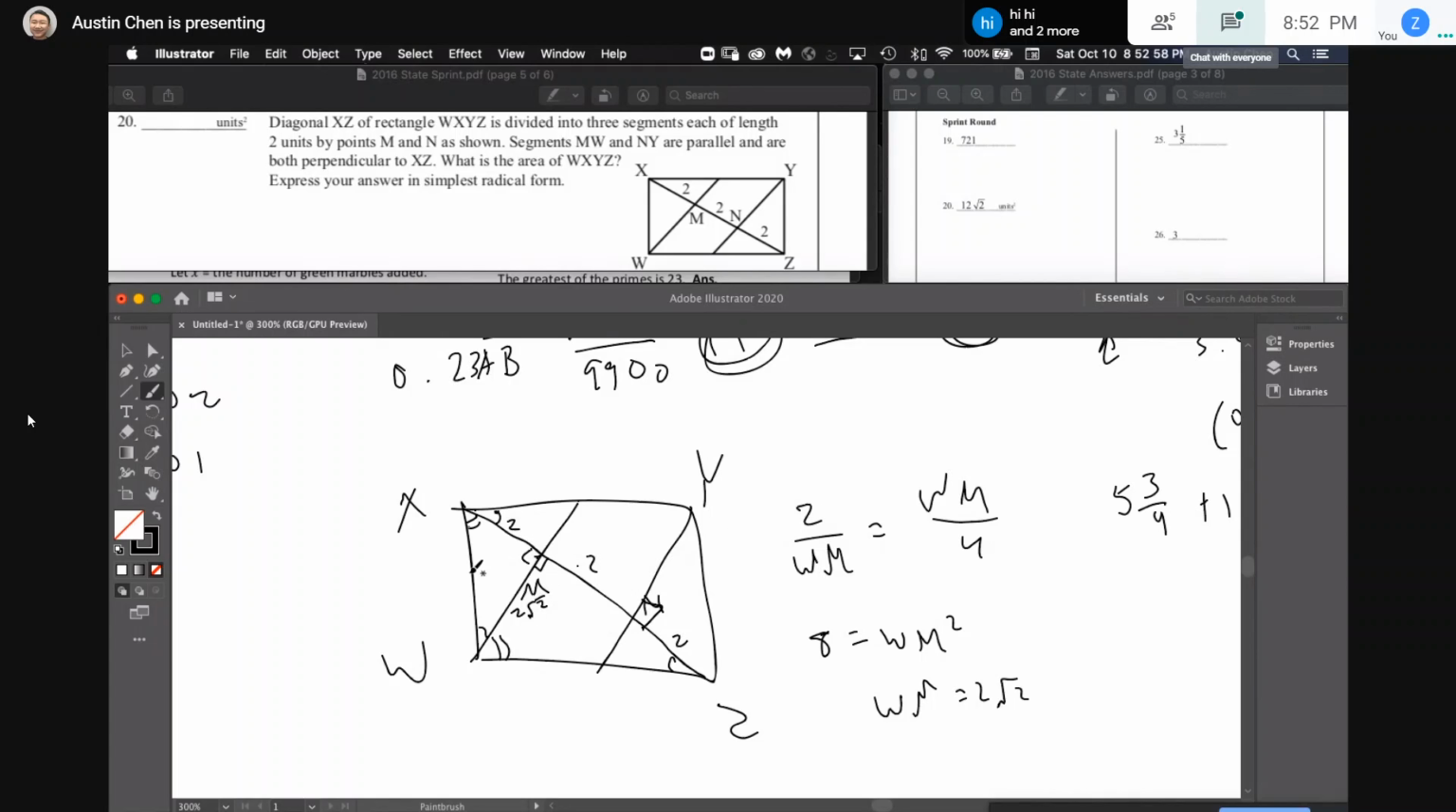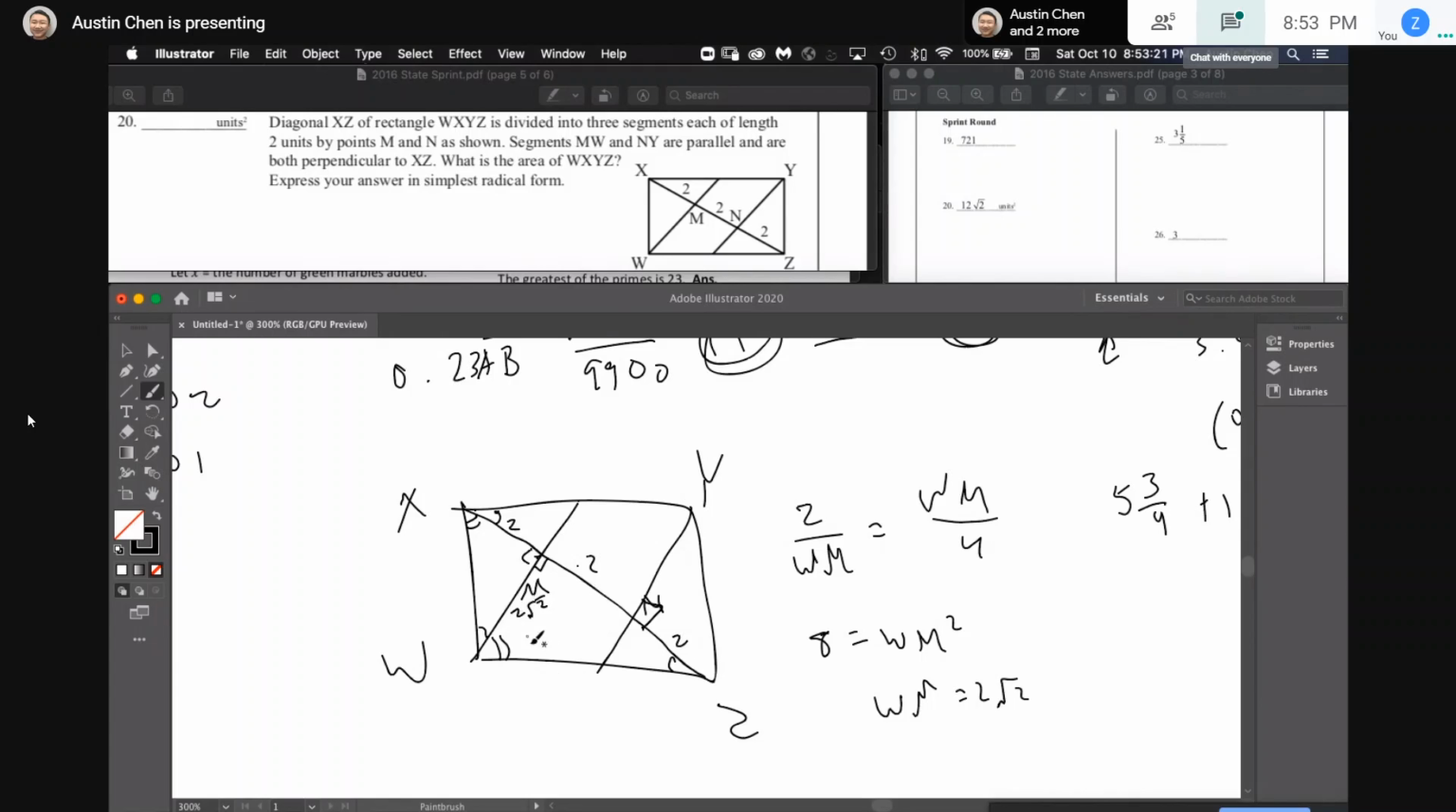Okay, XMW and WMZ are similar, right? Oh right, I see. Two over WM and four over WM are the same. So once you get to that point, yeah, that's okay. So we can go ahead and find this side length.